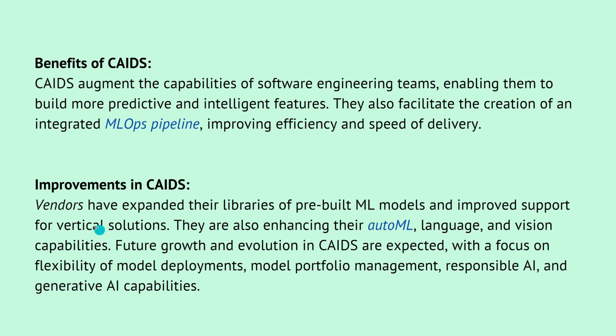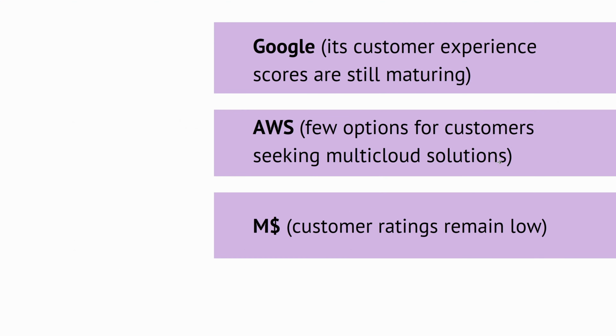Those vendors have now expanded their libraries of pre-built machine learning models and improved the support here for a lot of things. What they are now focusing on, more or less, is 3 things: AutoML, LLMs, and vision transformers. I will tell you a little bit more about it.